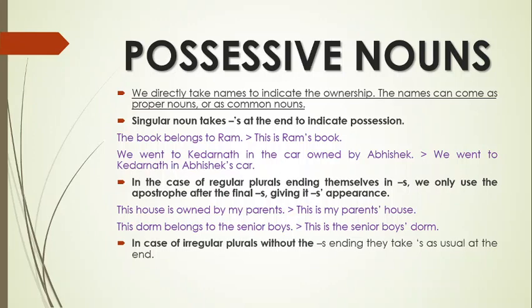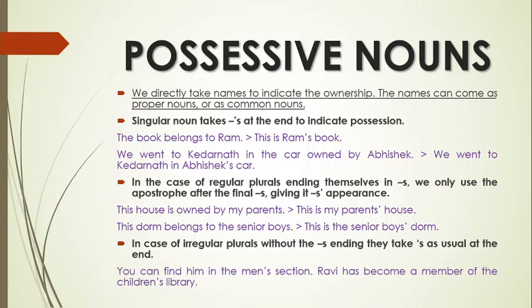In case of irregular plurals without the s ending, they take apostrophe s as usual at the end. For example, you can find him in the men's section. Ravi has become a member of the children's library. Men apostrophe s, children apostrophe s. So the common factor again is the apostrophe and s.